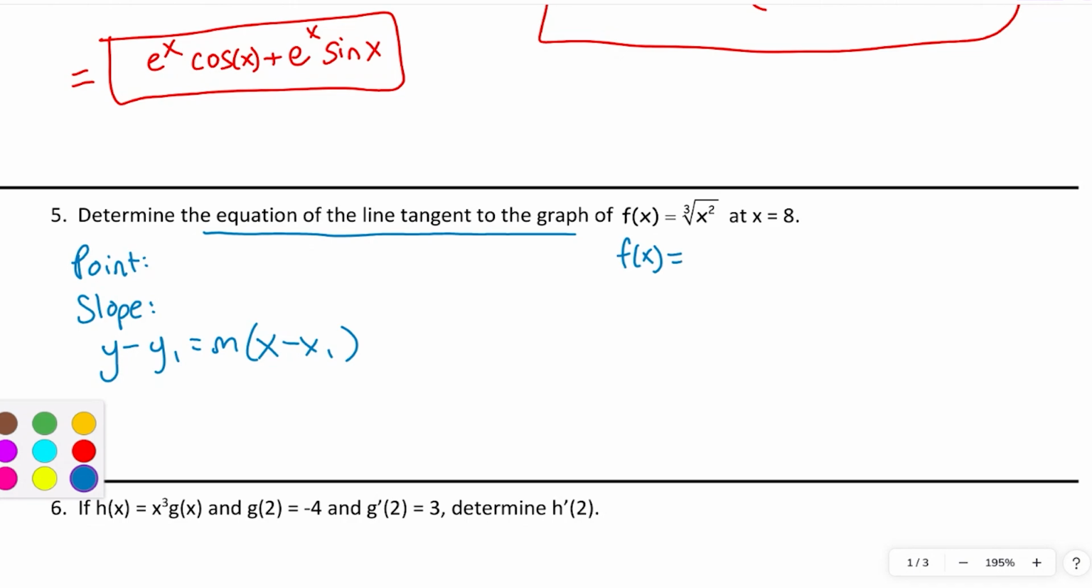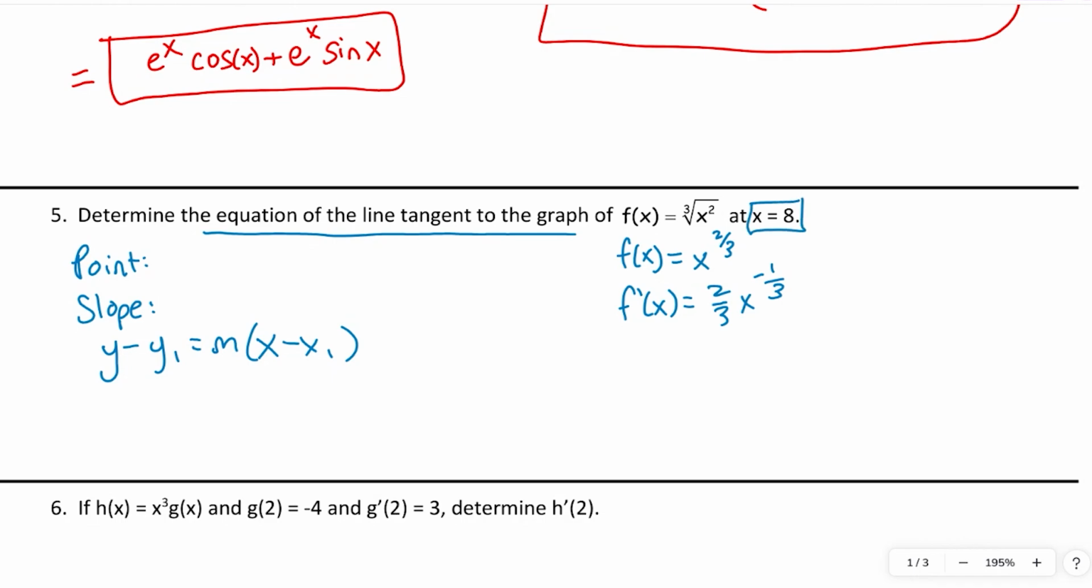I'm actually going to rewrite f of x using rational exponents here, x to the 2/3, so that the derivative of f can be a little bit easier to find, and we can just use the power rule. So we got 2/3 times x to the negative 1/3. Okay. So to find this point, we're interested in what's happening at x equals 8. That's going to be the x-coordinate of my point.